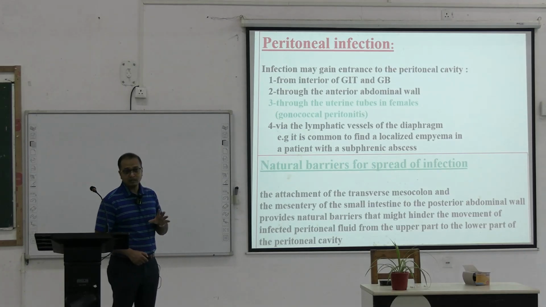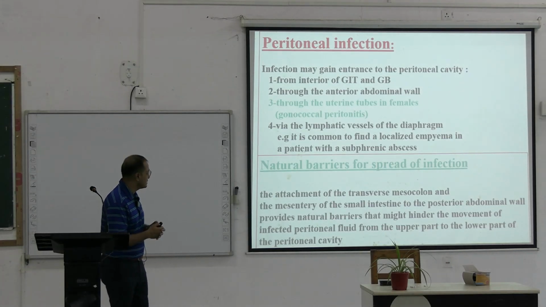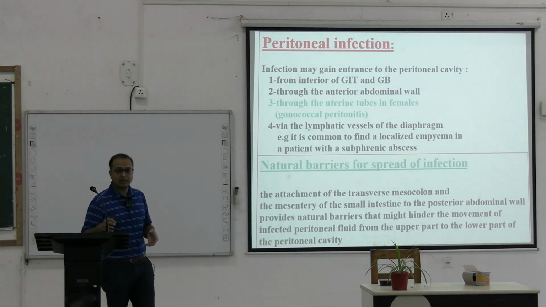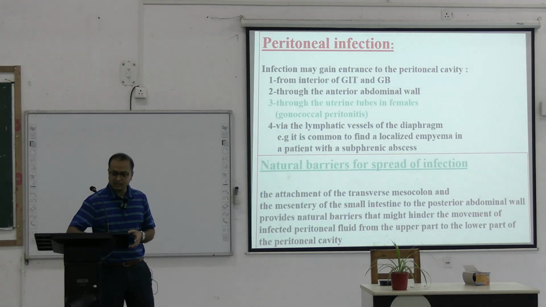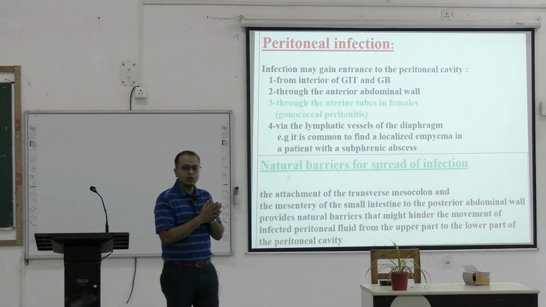Infection spread can be arrested by the omentum, which we call the greater omentum. This omentum works as a natural barrier. That means it holds the infection in situ. That's why we call the peritoneum the policeman.